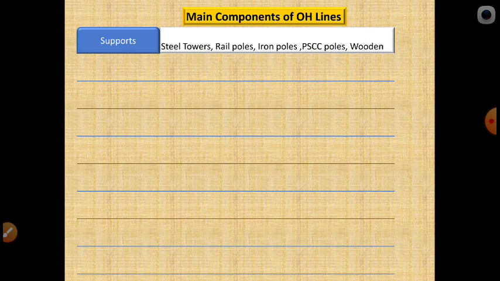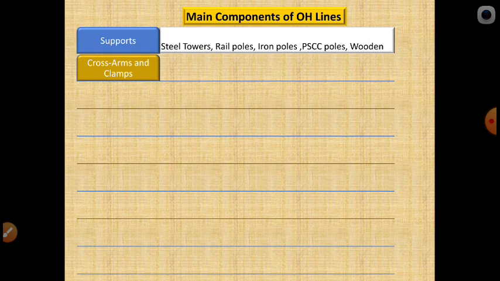What is the function of the support? The function of the line support is to support the conductor so as to keep it at a suitable level above the ground level. That means it has to maintain some ground clearance. Let us see later how the structures are available in normal days. Now next, another thing is the cross arms.